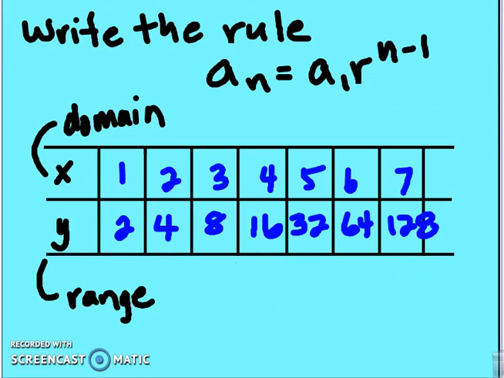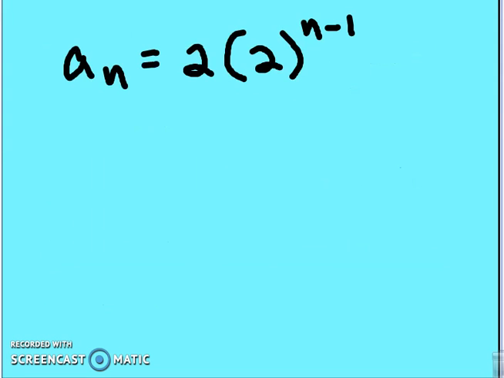Now we're going to write the rule. A sub n is equal to a sub 1 times r to the n minus 1. Let's see if you can figure that out. All right, so a sub n is equal to a sub 1, which is 2, times the ratio 2 to the n minus 1.